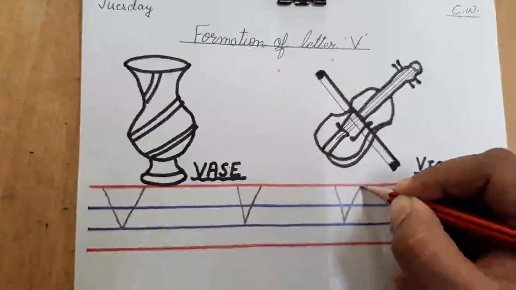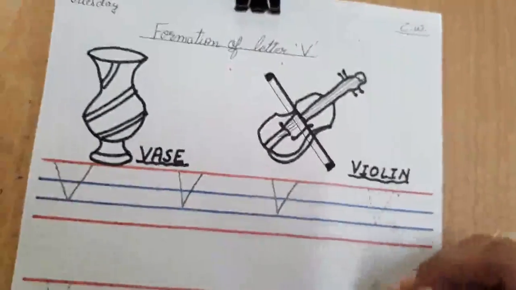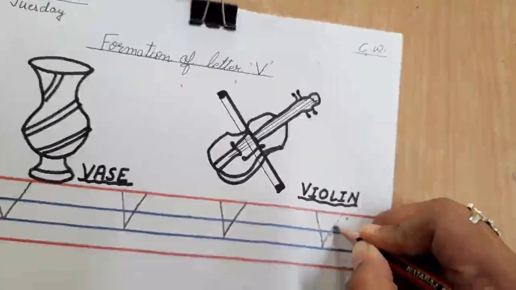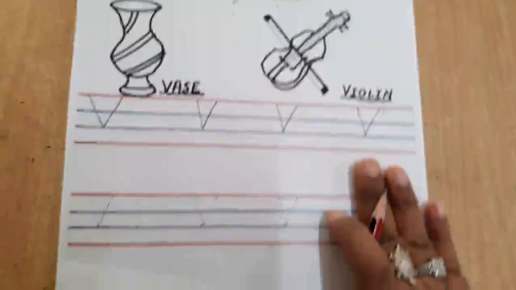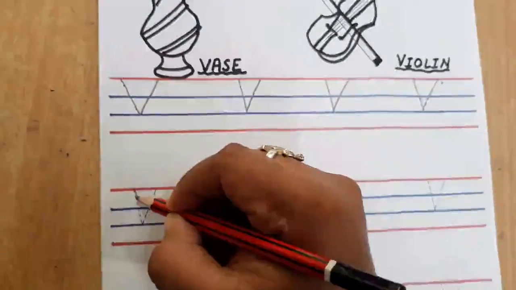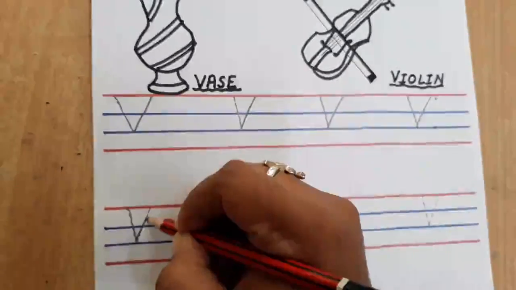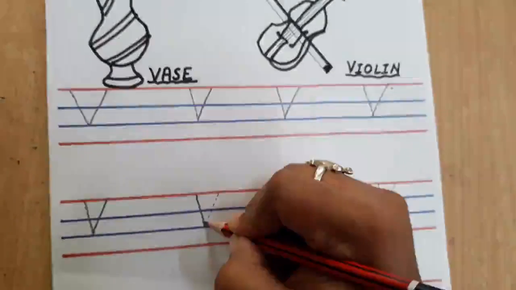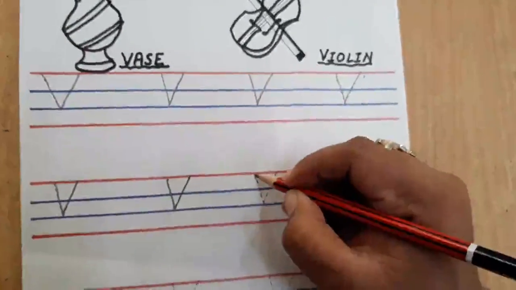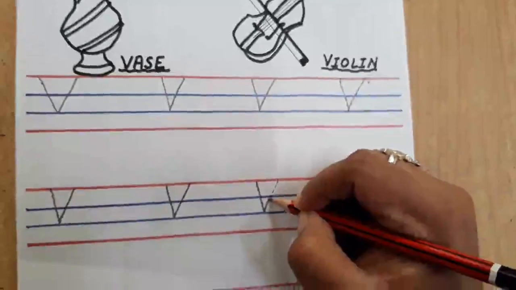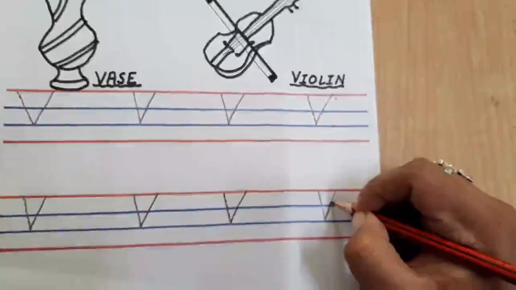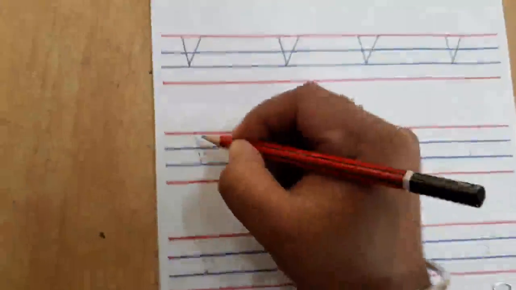V says V. The sound of letter V is V. So this is just the small slanting lines you have to draw. Understood? Like this. आपको सिर्फ dots को follow करना है and in one single stroke. बिना pencil को pick किए. First come down, then go up. So this is how we write letter V with the help of slanting lines. Understood? Let's complete the work.